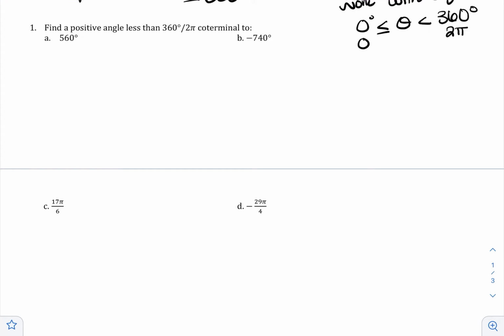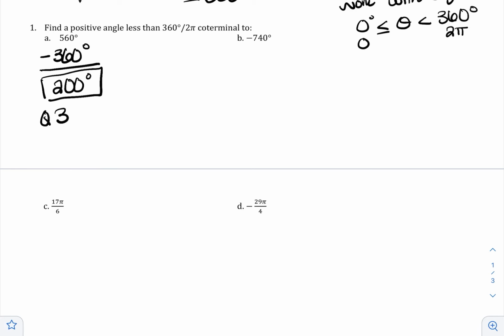So 560 degrees is bigger than 360. So we subtract 360 degrees. We don't want to make it bigger, we want to make it smaller. So 560 minus 360 is 200 degrees. And this is a positive angle less than 360. So here it is. So 560 and 200 are coterminal angles. They would both be in quadrant 3.